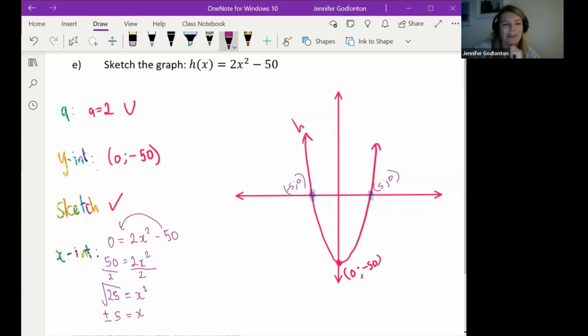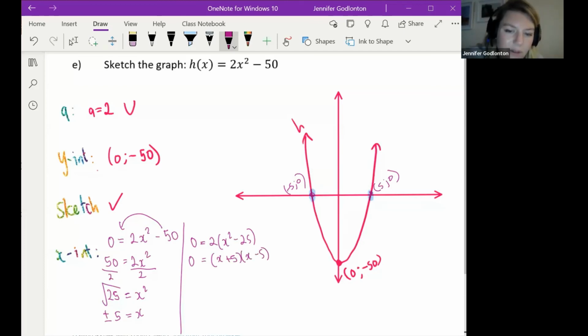Nice job. Okay, if you guys did the factorizing way, so that's if we use the square rooting way, if you do the factorizing way, we would say 0 equals 2, x squared minus 25, 0 equals x plus 5, x minus 5, so therefore x equals positive or -5.